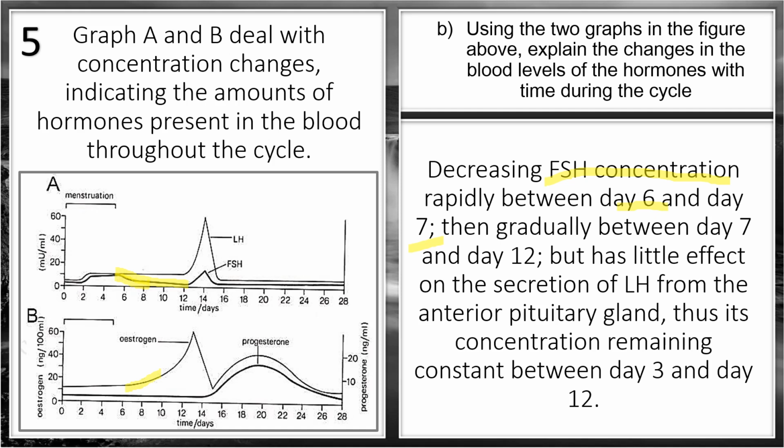Between day 7 and day 12, estrogen has a light effect on the secretion of luteinizing hormone from the anterior pituitary gland. Thus, the concentration remains constant from day 3 to day 12. So this increase of estrogen has the effect only on the follicle-stimulating hormone. It reduces the production of follicle-stimulating hormone from the anterior lobe of the pituitary gland, but it has no effect on the luteinizing hormone. Therefore, the luteinizing hormone remains constant, not affected by the increase in the estrogen hormone.